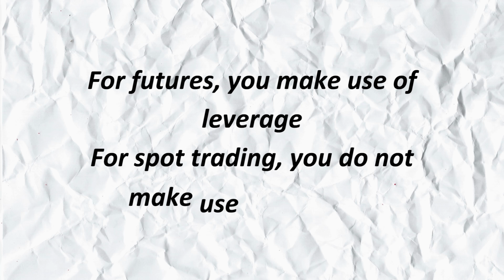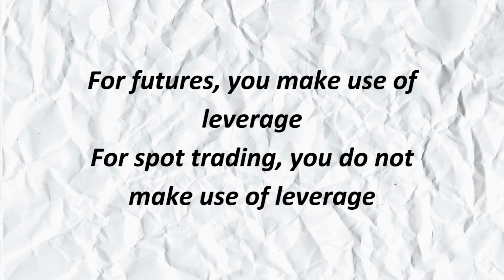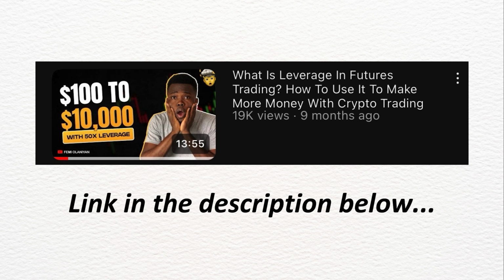The second difference is that for futures trading, you make use of leverage, while for spot trading, you do not. You know all these 10x, 20x, 30x, and so on that you use during futures trading, which help you to make a lot of money in futures. There's nothing like that in spot trading. This leverage has its own advantages and disadvantages in futures trading. So not to waste time in this video, I have a video dedicated to explaining what leverage is and how to use it to make more money with futures trading. I'll put the link to that video in the description below. So that's the second difference.